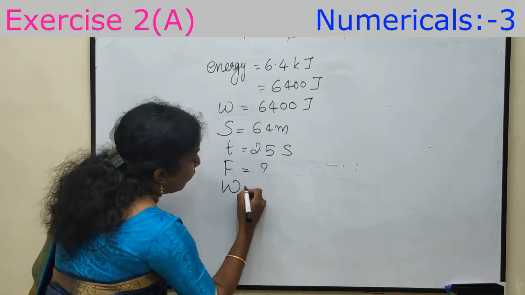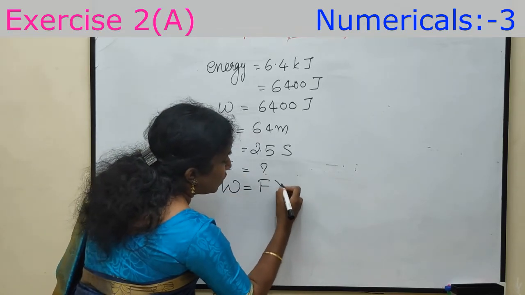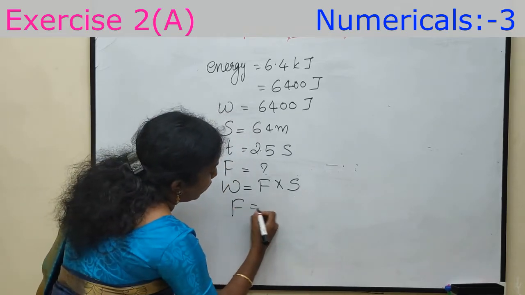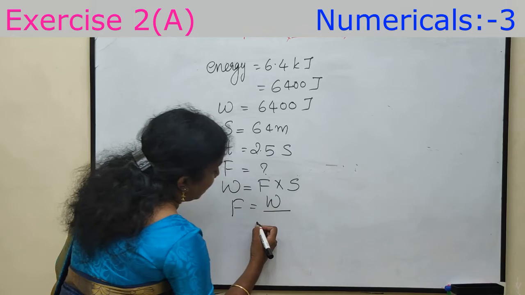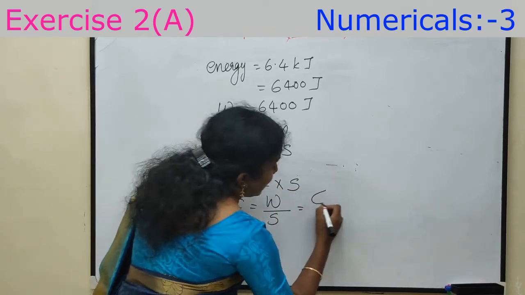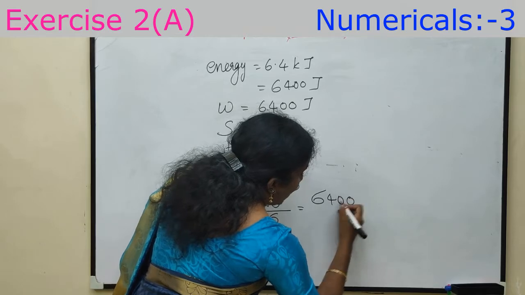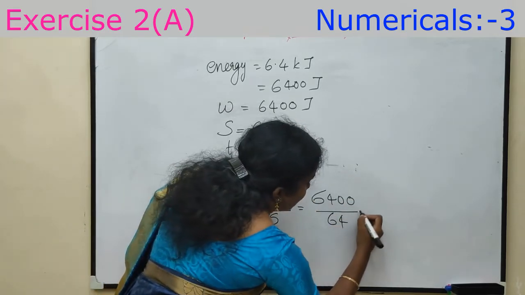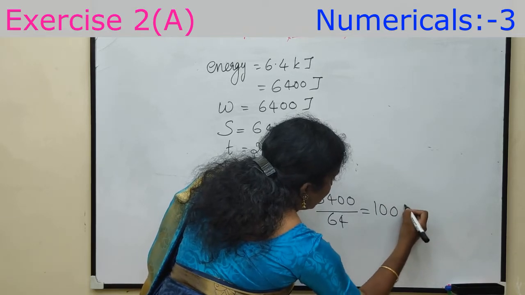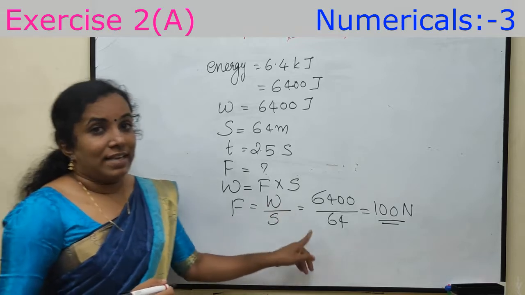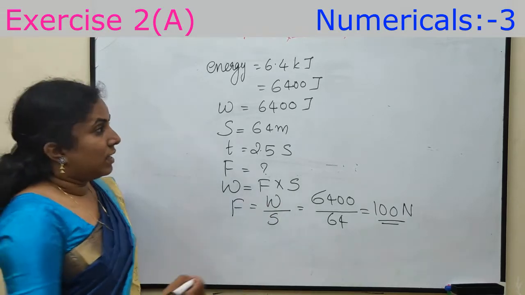As we all know, work is equal to force into displacement. Hence, force is equal to work by displacement. Here work is 6400 and the displacement is 64. Hence, it is 100 Newton. So, force is given as 100 Newton.